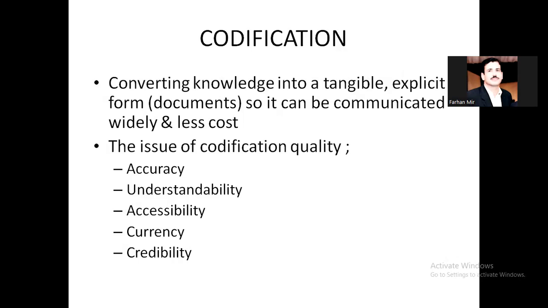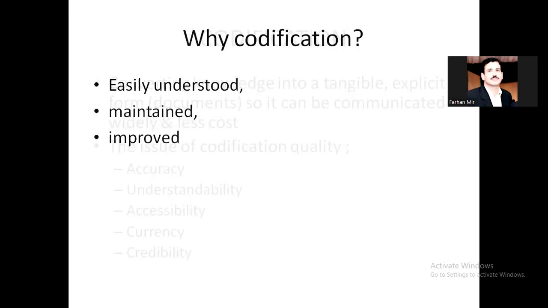So the codification process, we keep in mind the challenges and also the performance parameters. These are KPIs, key performance indicators as far as the codification process is concerned. Any useful codification mechanism should adhere to these values, which are accuracy, understandability, accessibility, currency, and credibility.